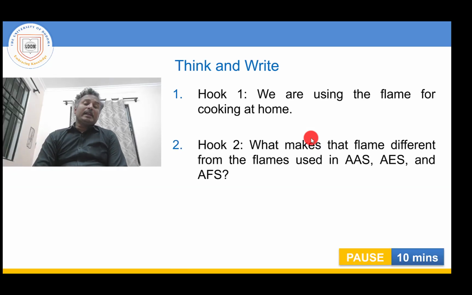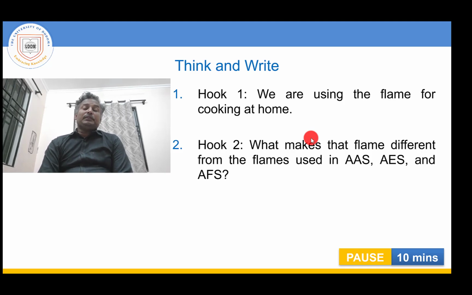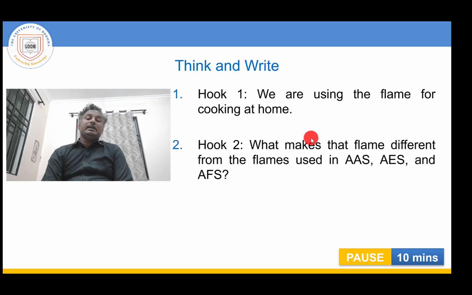Question about the cooking at home. How are you cooking at home? By using a flame. Where does the flame come from? It is produced by using a gas. So there is a gas cylinder connected to a burner, and from there that flame is coming. And what is that gas and how is it working? What makes the flame used in these instruments different from the flame used at home? By explaining all these things, you write a paragraph and submit it to me in the next class.